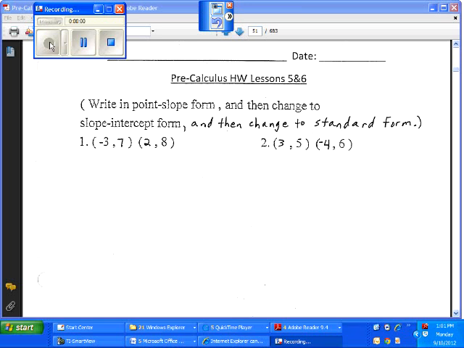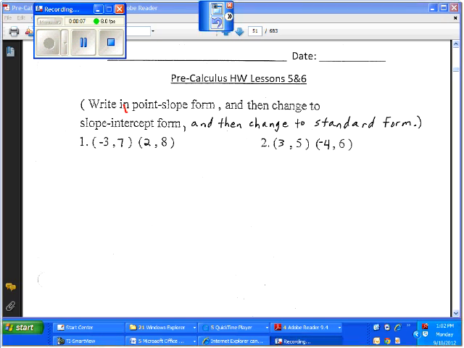Go over lesson 5 and 6 for pre-calculus. Lesson 5 is about point slope form of a line. Lesson 6 is about standard form of a line. Okay? And so we're kind of putting those together. Do you remember what point slope form of a line is? Point slope form of a line is what?